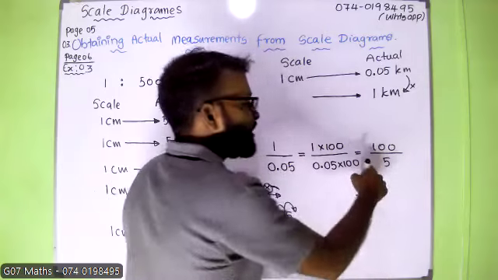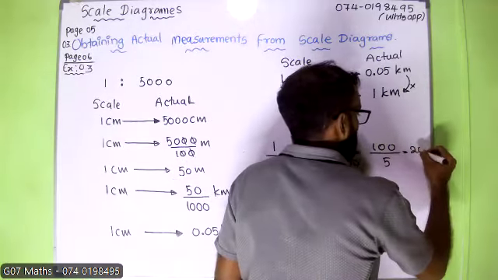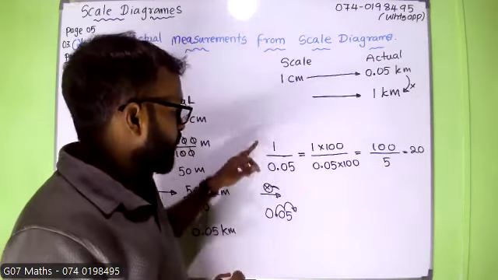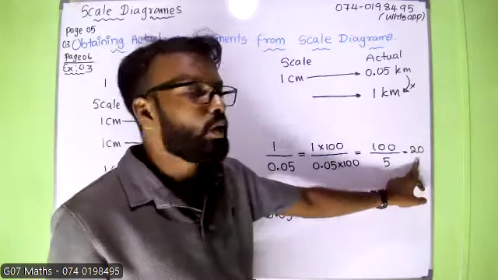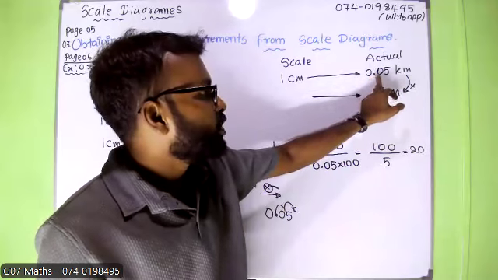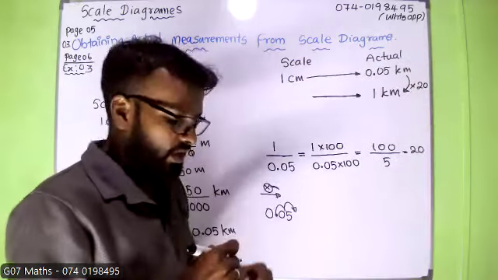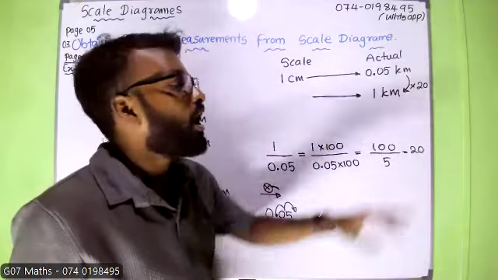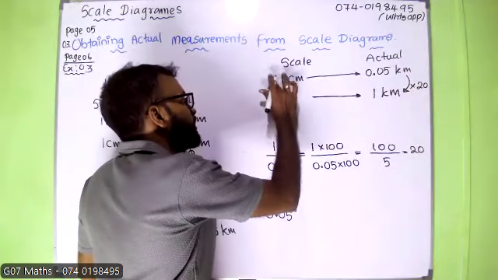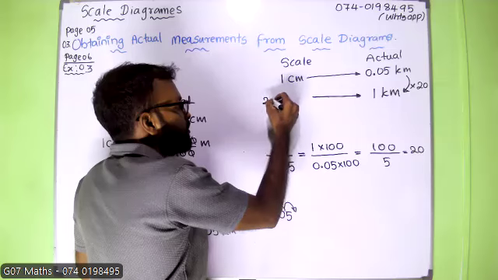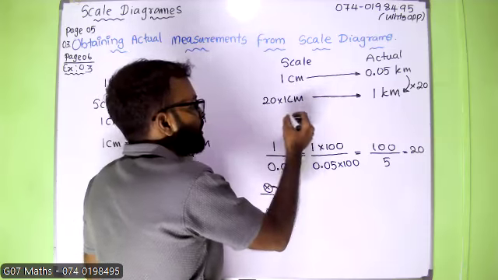100 divided by 5 is 20. So 1 divided by 0.05 means 20. So you are going to multiply 0.05 by 20 in order to obtain 1 kilometer. If you are multiplying this side by 20, you need to multiply this side also by 20. 20 into 1 centimeter, so that your length will be 20 centimeters.